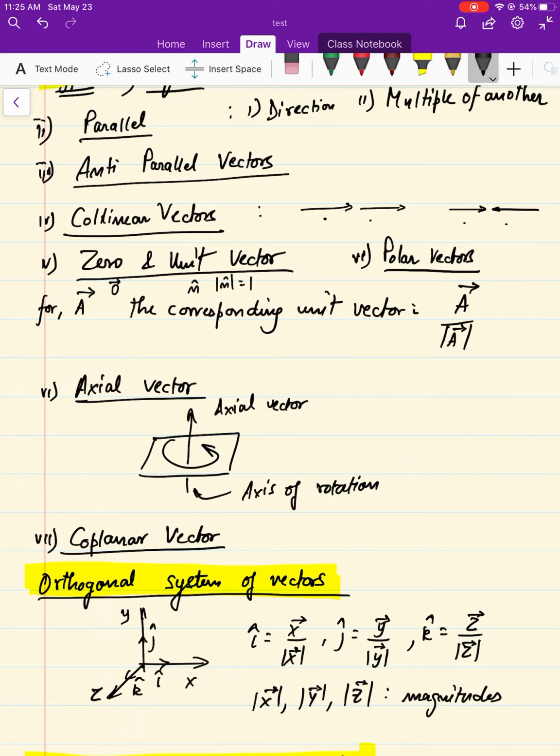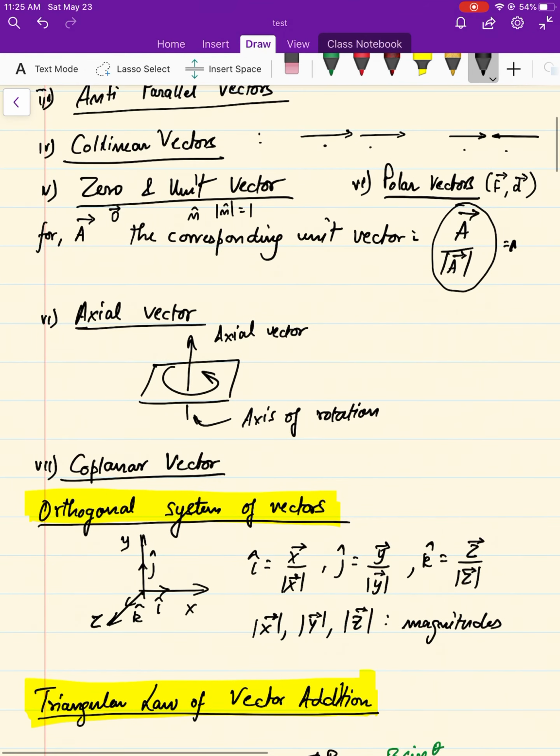Polar vectors are a very special class of vectors which have a point of application, such as force, displacement, etc. A unit vector is usually defined as the vector itself divided by the magnitude of the vector, as you shall see in this quantity over here. At the top we have the vector itself, and at the bottom it is divided by the magnitude of the vector, and that's how you define the unit vector, which means a vector of magnitude 1 along the particular direction in which the vector acts.